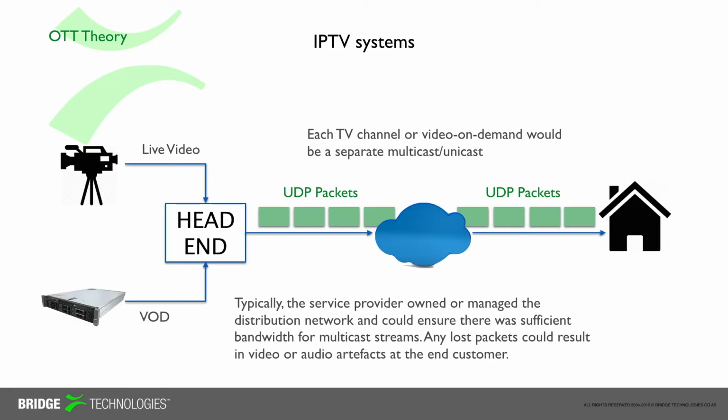So cast your mind back a few years to IPTV systems. IPTV systems came to the fore probably about 18, 19 years ago. The service provider would control the network, the distribution network, so that enabled them to provision the network. They could send UDP packets across their own managed network with near certain expectation that those packets would reach the end user. They could provision the network, they could ensure that the right amount of bandwidth was available. Because remember, any of these packets dropped would cause an issue at the customer's TV set.